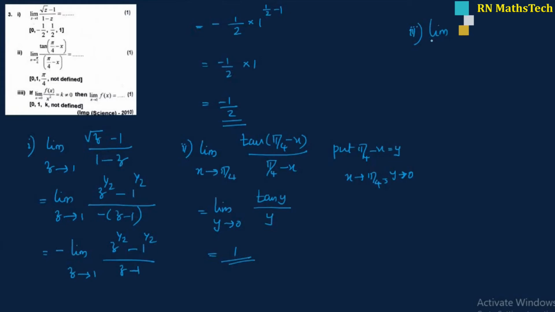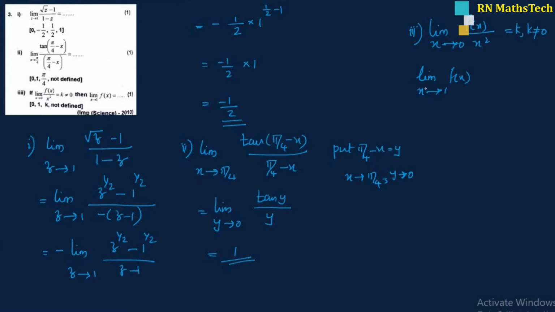Limit x tends to 0, f of x divided by x square is equal to k, where k is not equal to 0. Then limit x tends to 1 of f of x. Okay.